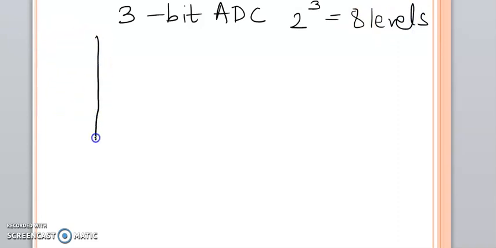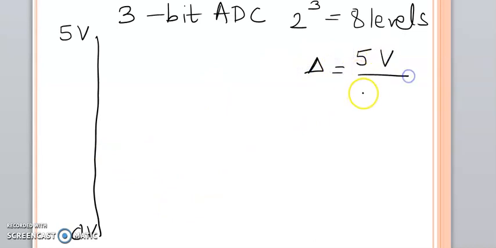So obviously again this range of 0 volt to 5 volt will be divided into 8 levels. Now what will be the step size for this case? The step size will be equal to 5 volt divided by 8. So that comes out to be 0.625 volts.